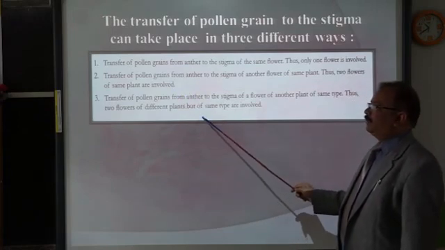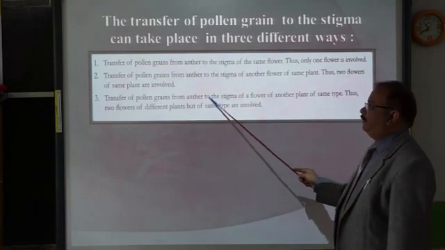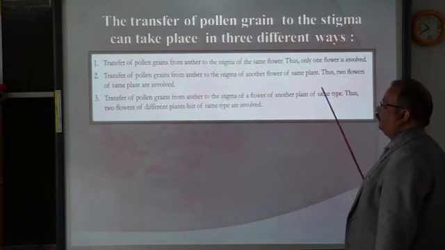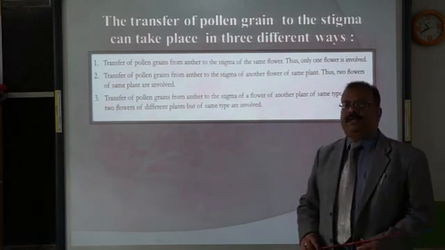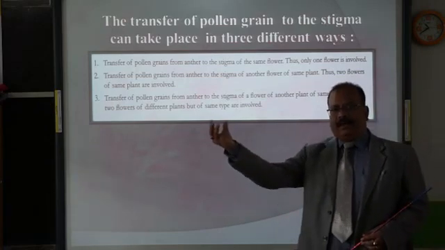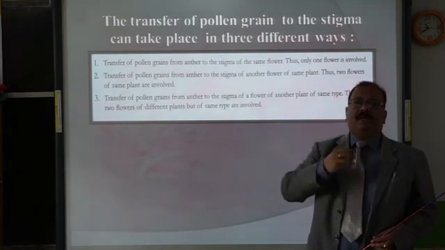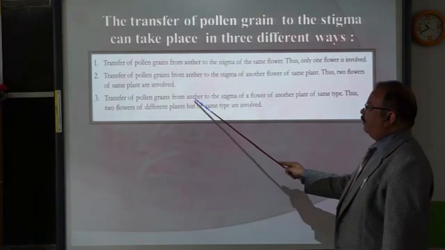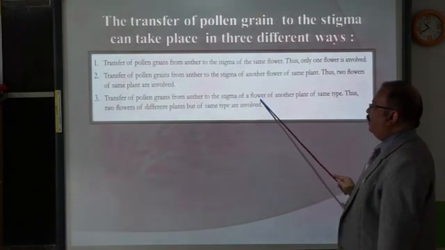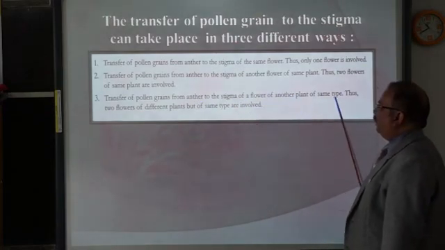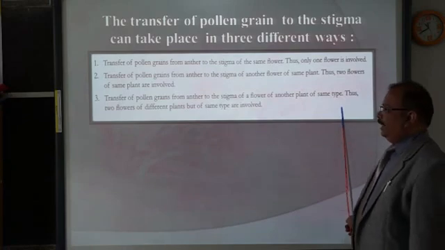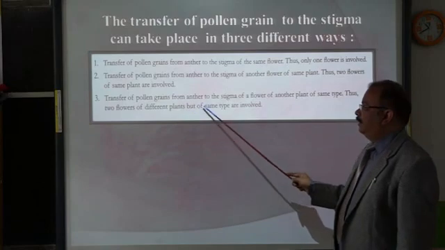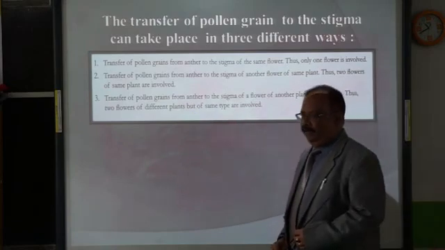The third one is the transfer of pollen grains from the anther to the stigma of a flower of another plant of the same type. So here the transfer takes place from one plant to another. Here 2 plants are involved. Okay? From the anther to the stigma of a flower of another plant but of the same type. Here 2 flowers of different plants but of the same type are involved.